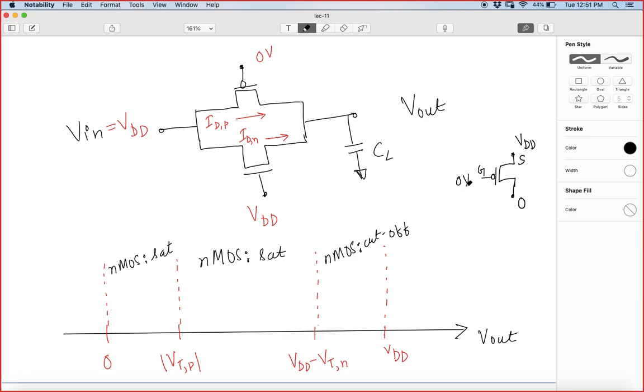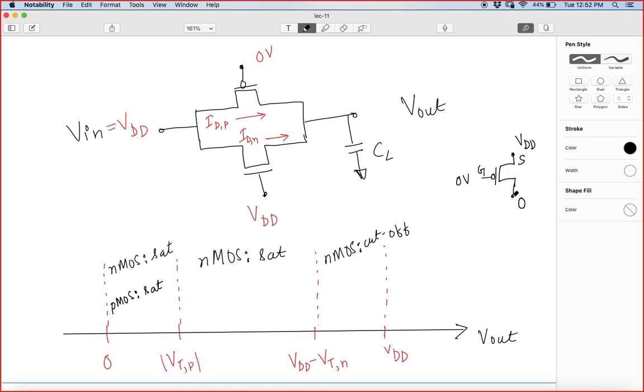Initially it was at 0 volt, and we know that when the drain and the two drains are at 0 volt, in this situation this PMOS will be in saturation region. So this PMOS is in saturation region whenever it's close to 0 volt. Now it has slowly started rising, and it has become more than the threshold voltage, right?